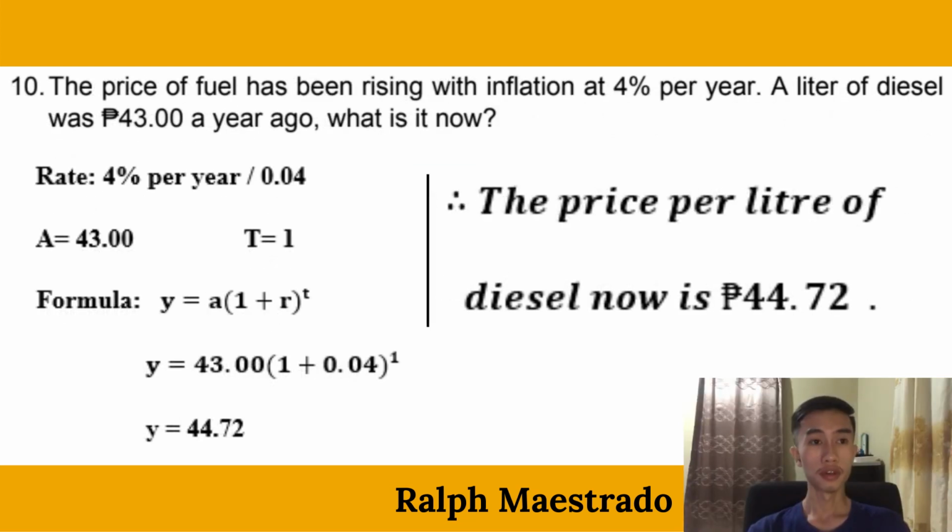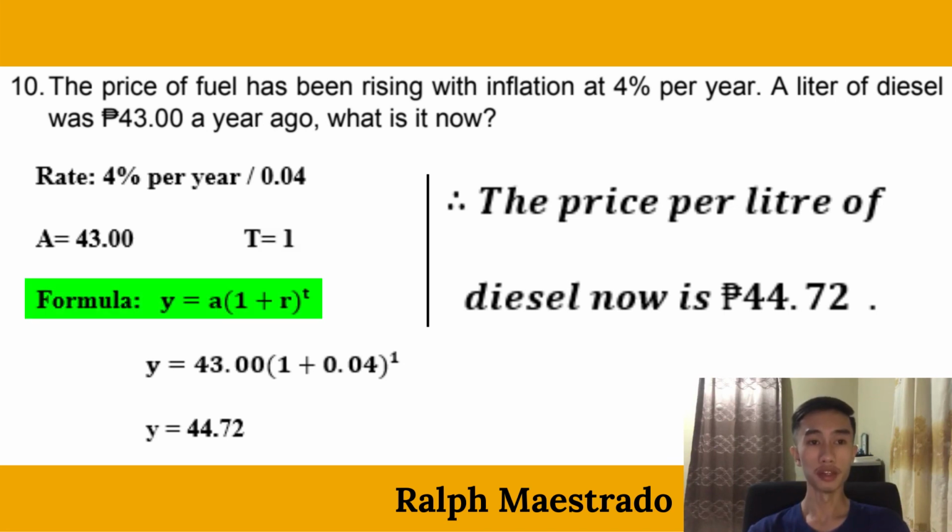Number 10. The price of fuel has been rising with inflation at 4% per year. A liter of diesel was 43 pesos a year ago. What is it now? First, this problem is an exponential growth factor, as it's specified here that it's rising with an inflation of 4%. Our A, or the initial amount, is 43.00, or 43 pesos. Our rate is 4%, or if you convert it to decimal, it will be 0.04. And our T, or time in years, is 1.